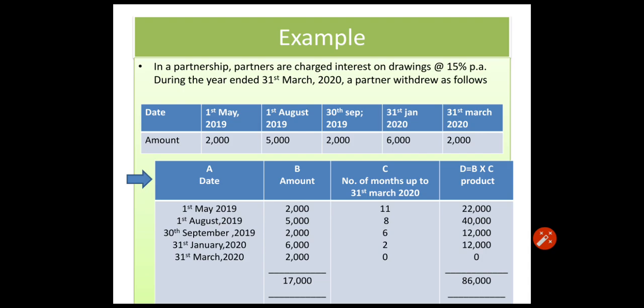After writing the number of months up to 31st March 2020 in column C, you are going to write the product of columns B and C in column D, that is 2000 into 11, 22,000, 5000 into 8, 40,000, and so on. After completing this table, you are going to add all the products, that is column D. You are going to make the addition of column D, and the total is 86,000.